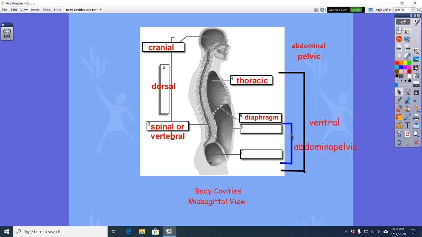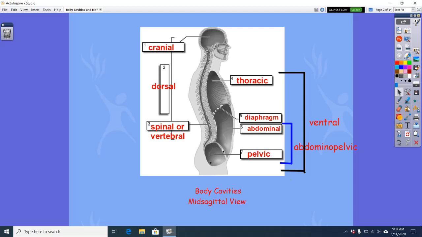abdominopelvic cavity. So this blue bracket here is both number 6 and number 7 together. It's called the abdominopelvic cavity, and it is composed of abdominal cavity and pelvic cavity. So we split that up into two parts. In the abdominal cavity, you'll have your liver, gallbladder, stomach, spleen, intestines, both large and small. In your pelvic cavity, you would have your reproductive organs and your bladder.